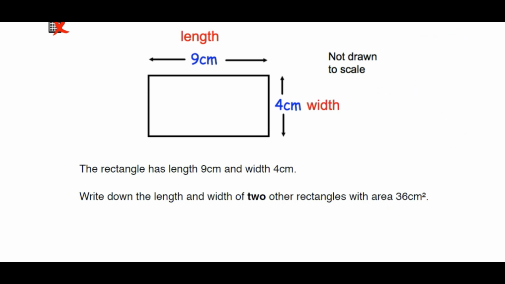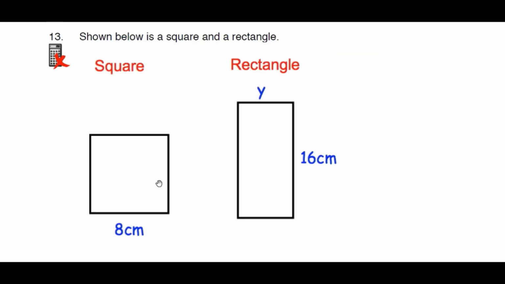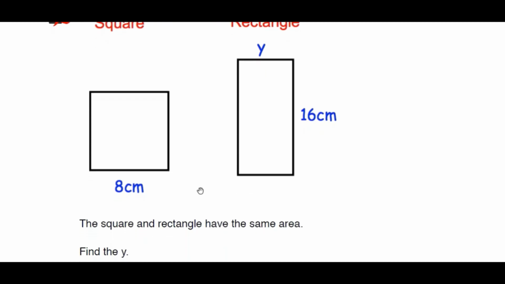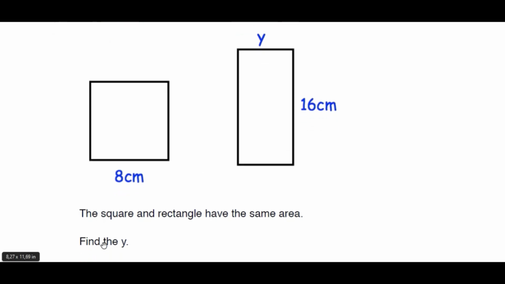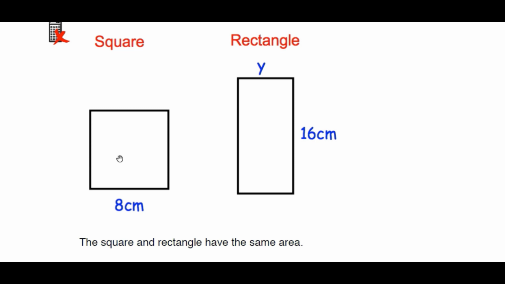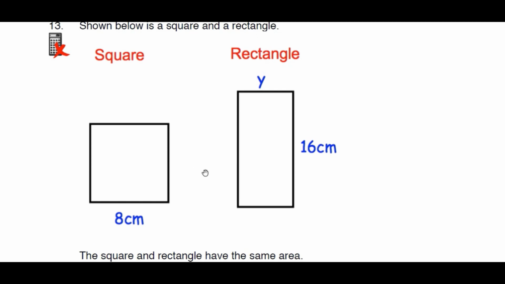Okay, so now let's move to the next question. Question number 13 is here in front of you. This is a square and this is a rectangle. The square and rectangle have the same area. So what is the question now? They are saying find the y. If the area of the square is equal to the area of the rectangle, how can you find the side? So this is again your challenge question.